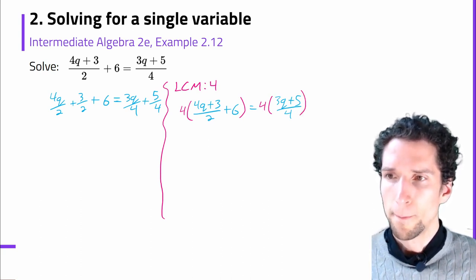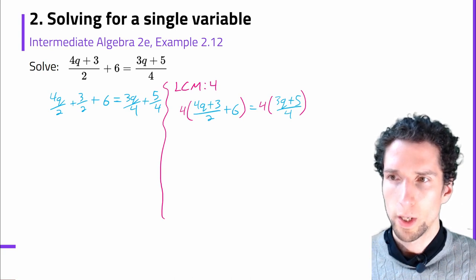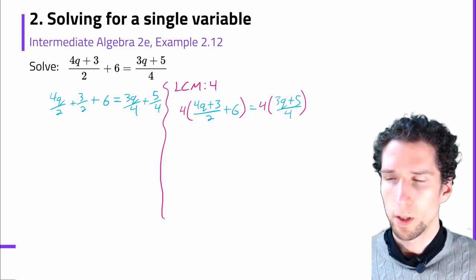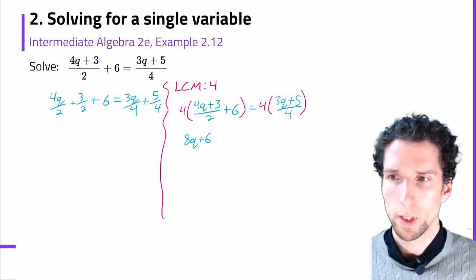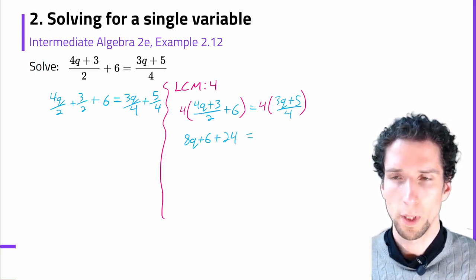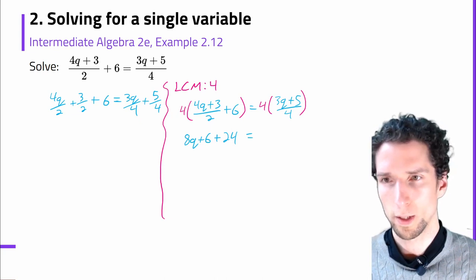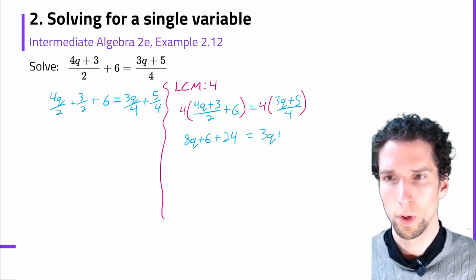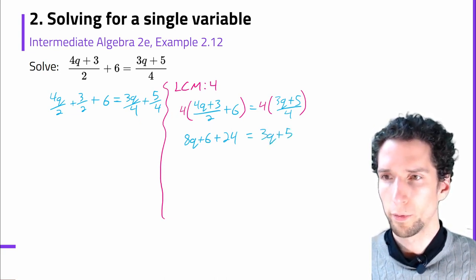All right. So 4 times something over 2 just means 2 times that whole thing. So that will be 8q plus 6. And then 4 times 6 is 24. And then 4 times something over 4, the 4's just cancel out, so we are just left with 3q plus 5.